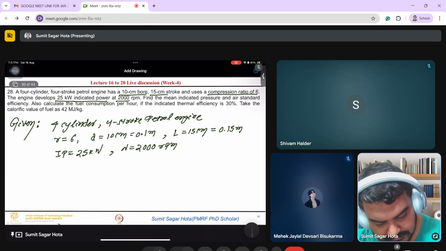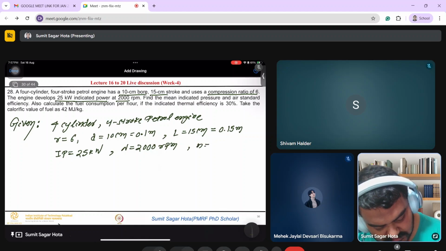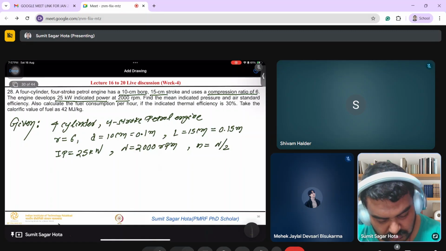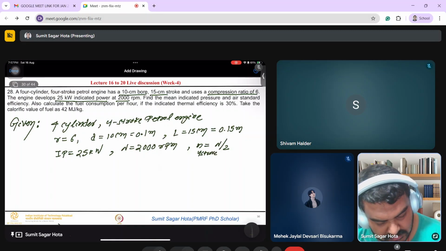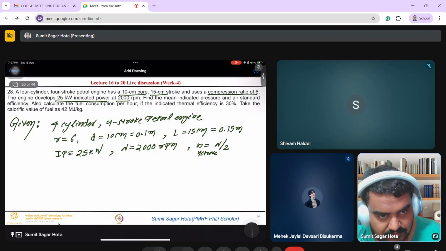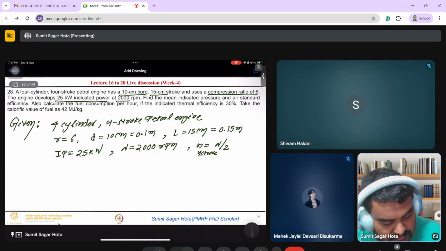So it's a 4-stroke engine. Number of strokes per minute n is equal to capital N by 2, RPM by 2. If it is 2-stroke, it is the same as N. This is for 4-stroke, because for a 4-stroke engine to complete 4 strokes, there will be 2 rotations of the crankshaft. For a 2-stroke engine there will be only 1 rotation. So that's what is written here.